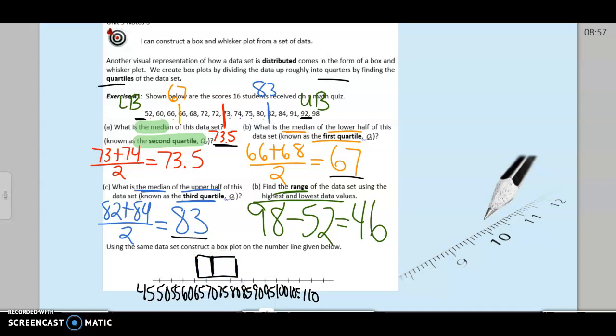Okay, so the lowest was 52, which we see right here. So 52, somewhere between 50 and 55, and the highest was 98, somewhere between 95 and 100. And then we do draw a line, straight line, to the dot to represent the upper and lower bound.